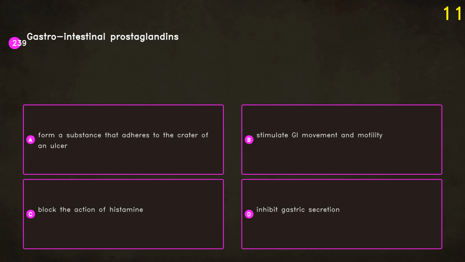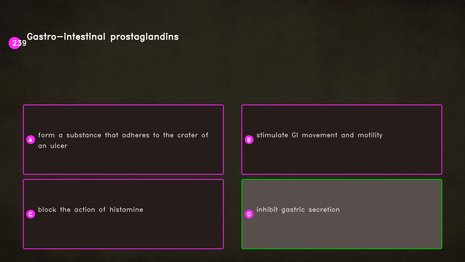Question 239. Gastrointestinal prostaglandins A. form a substance that adheres to the crater of an ulcer. B. stimulate GI movement and motility. C. block the action of histamine. D. inhibit gastric secretion. The correct answer is inhibit gastric secretion.